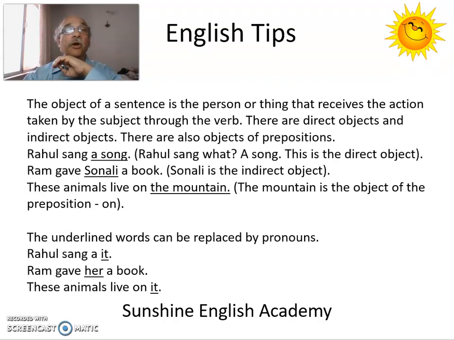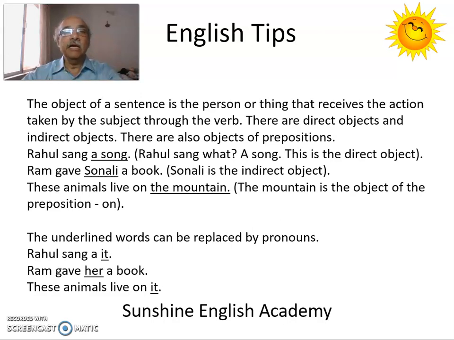Now we come to the objects of the verb. The object of a sentence is the person or thing that receives the action taken by the subject through the verb. That's why we call it the object of the verb. There are three types of objects: direct objects, indirect objects, and objects of the preposition.